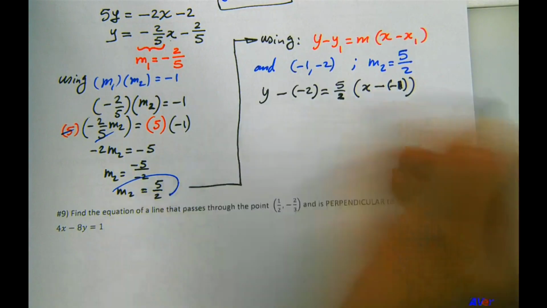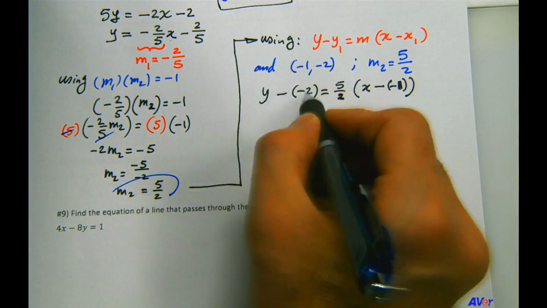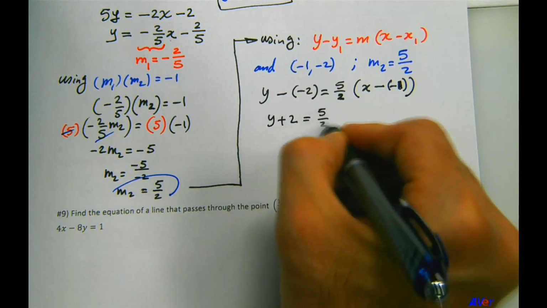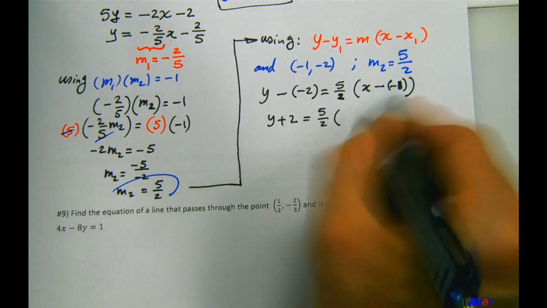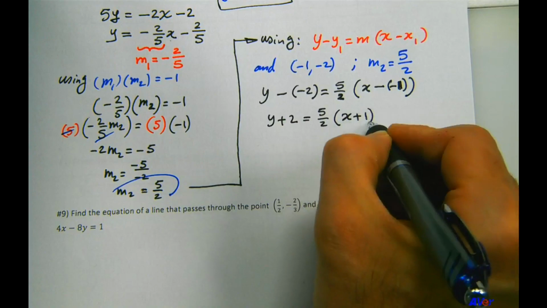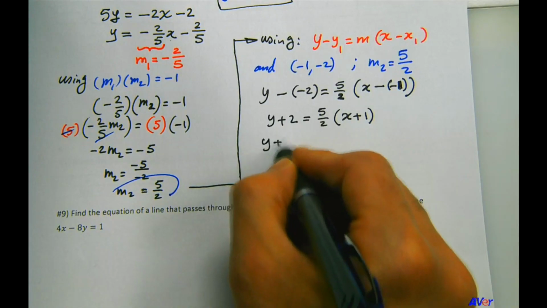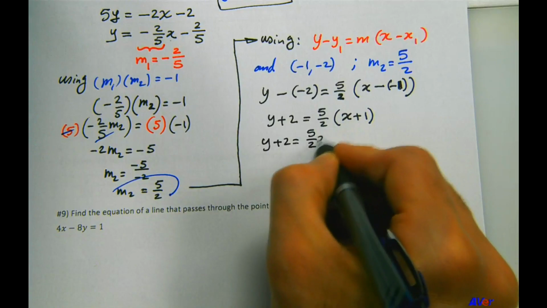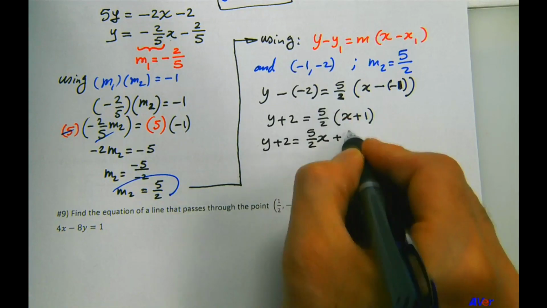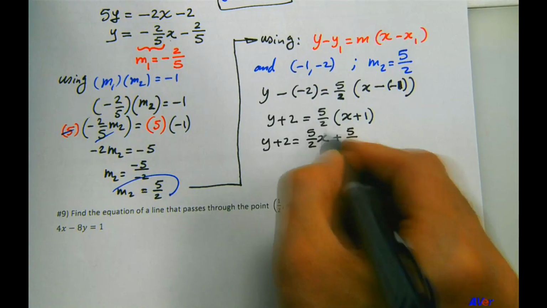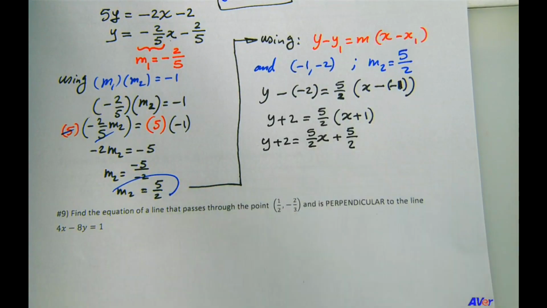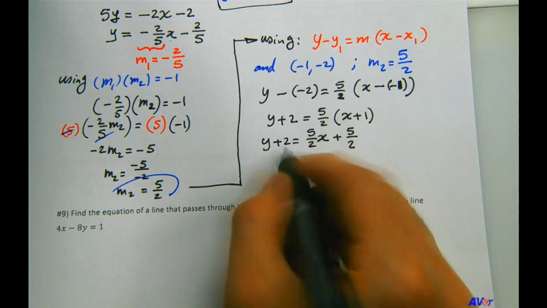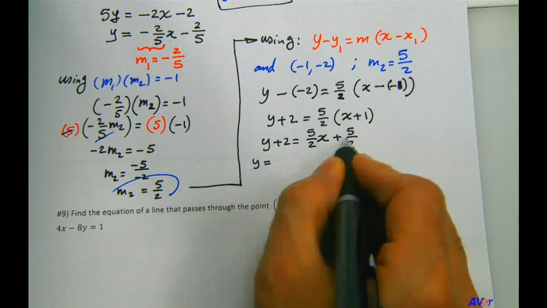Okay, so let's simplify. y minus minus 2 is y plus 2 equals 5 halves times x minus minus 1 is x plus 1. So y plus 2, let's distribute the right hand side. 5 halves x plus 5 halves times 1 is 5 halves. Okay, so let's move this 2 to the other side and combine it with the 5 halves.